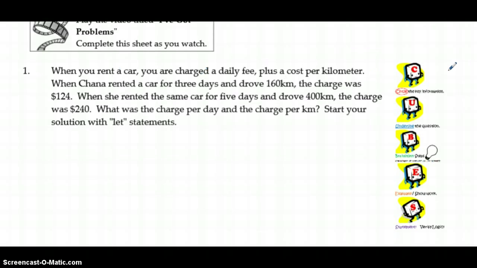It's over on the side of your page here for some steps you could follow to try to help you solve a problem in math and try to direct you towards the right answer. So the first one in cubes stands for circle. So circle all the key information. So with this question over here, when you rent a car, you are charged a daily fee plus a cost per kilometer. When Shanna rented a car for 3 days and drove 160 kilometers, the charge was $124.